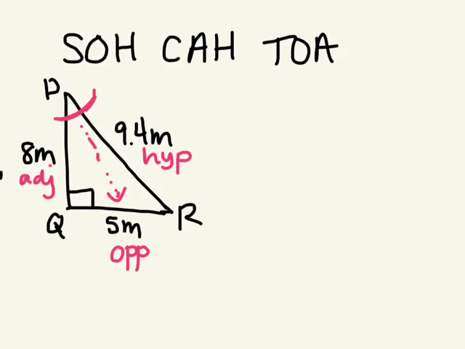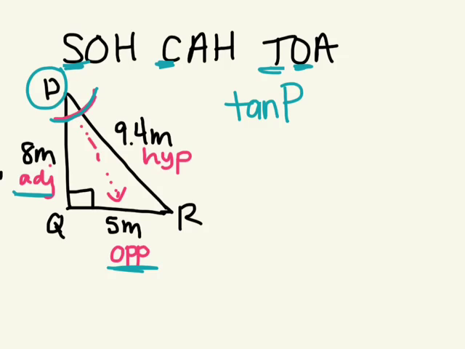So we have all three sides here, so it doesn't matter which ratio we use, sine, cos, or tan. Does it matter? No, because we have every single side length labeled. Which ratio do you want to use? We're going to work with the opposite and the adjacent side lengths. Tan, right? Do we know the angle? So what should I call that? P in this case.